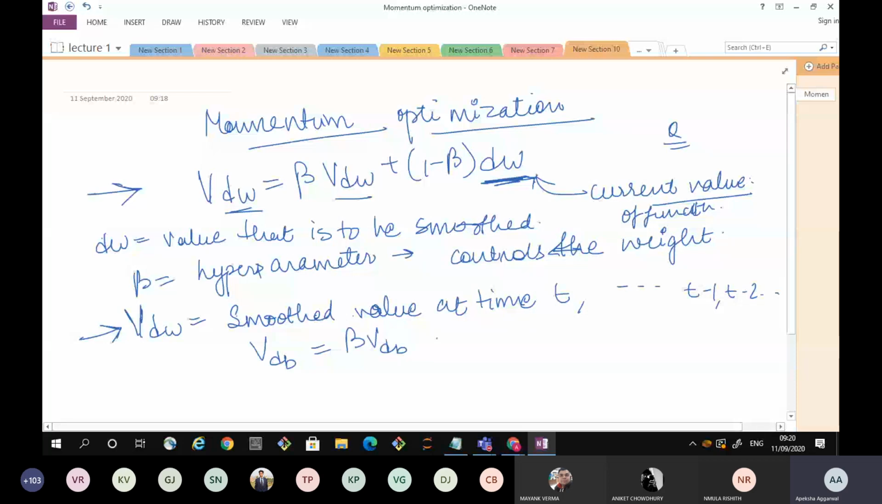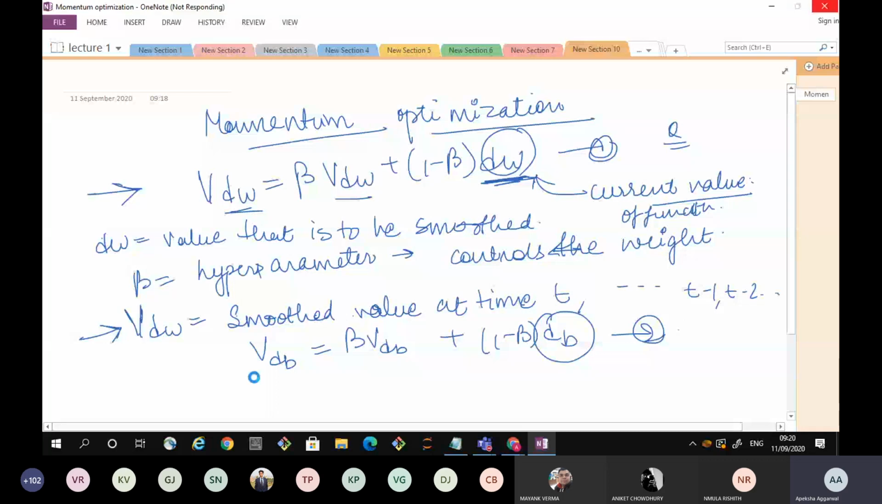So this is the first equation for smoothing dW, and this is the second equation for smoothing dB. So we want to smooth dW and dB so that it will reach the bottom of the optimization function without oscillating much. So this is the overall idea behind momentum optimization.